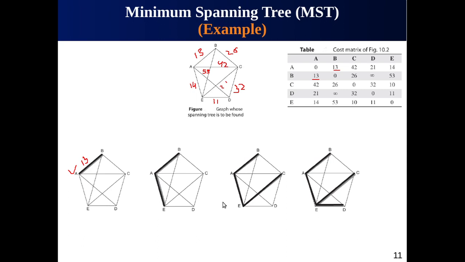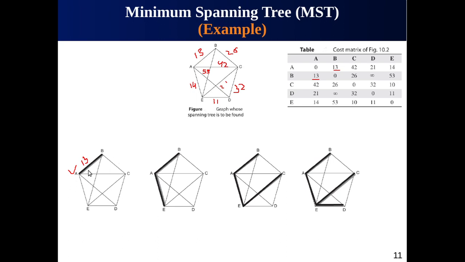And this is followed by selecting the minimum cost edge from B to A. Let us see. From B to A we have 13, and others are very large numbers. So we have to select it as well. From B to A is also the same.